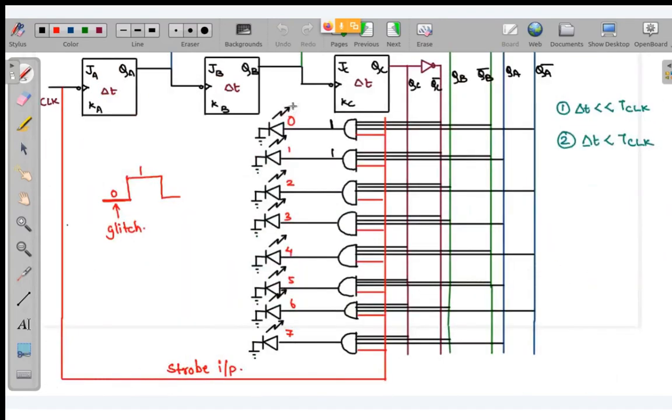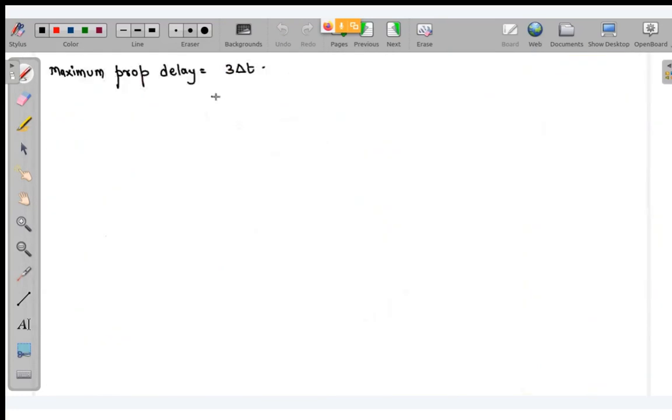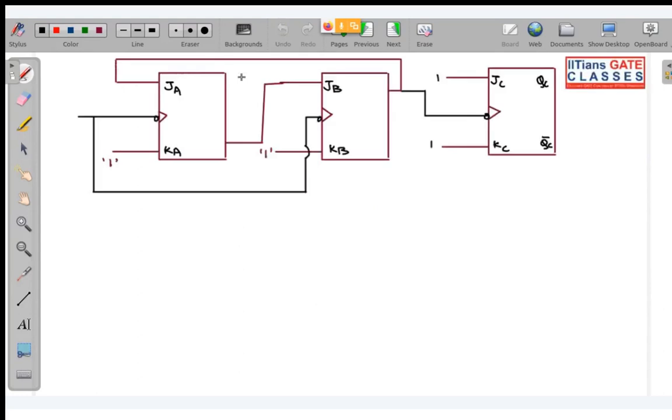If I want to generalize it for an n-bit flip-flop or n flip-flop counter, it will be equal to n del t. So the maximum propagation delay is equal to n del t. Tell me, is this clear? 3 del t. Yes, very good, Chandana. For an n-bit flip-flop, it will be n del t.